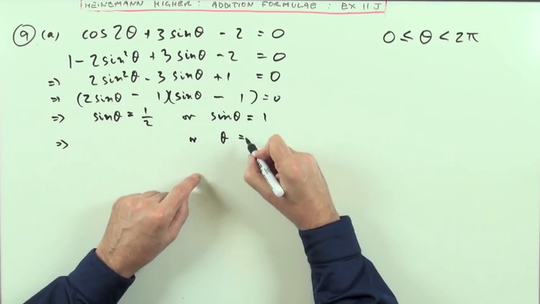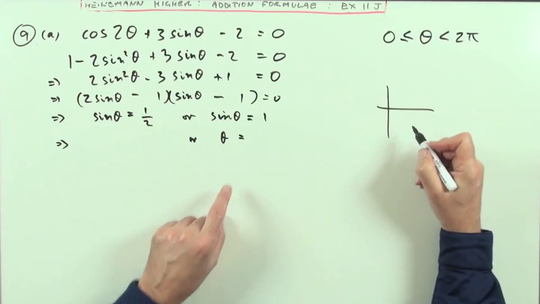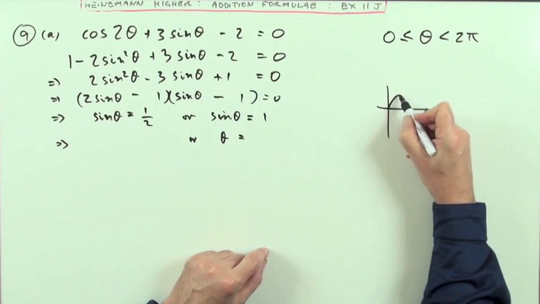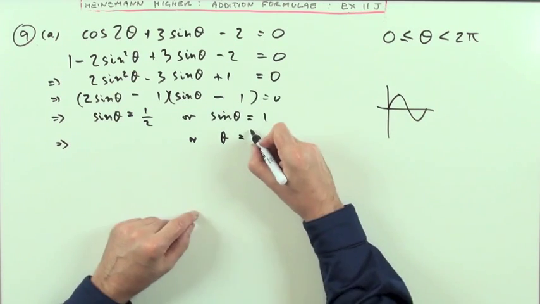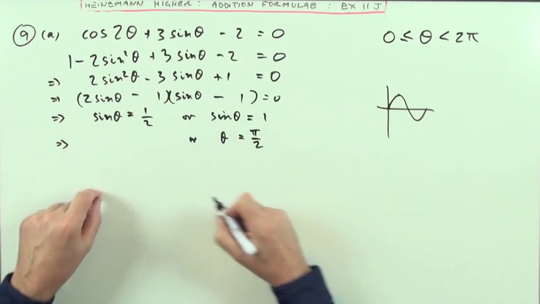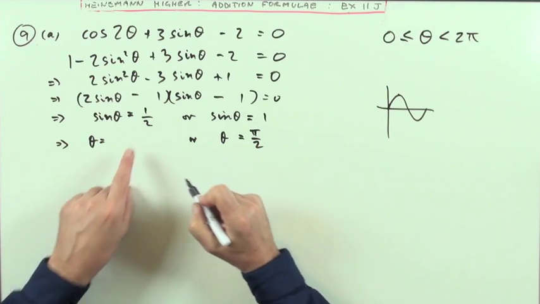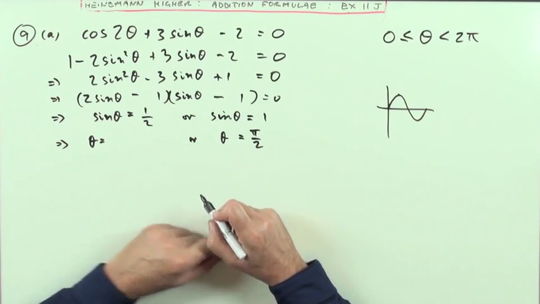For this one, I'll illustrate it again with a quick graph. The graph of sine looks like this. When does it get to the top? When does it get to 1? At 90 degrees, which is pi upon 2, because it wants it in radians. This one here, you recognise the half. You should know the half is 30 degrees, which is pi upon 6.